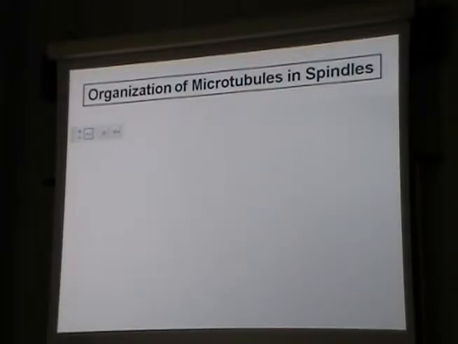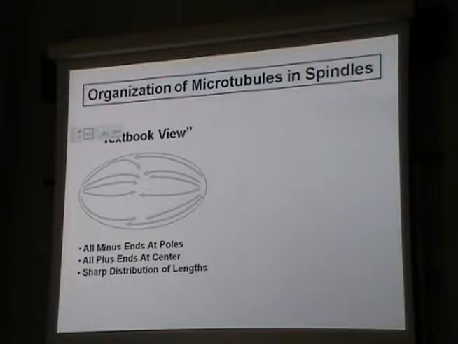Okay, so for people who have a little bit of knowledge of cell biology, or maybe high school biology, and they've seen the spindle, or actually just looking at the movie, you might be tempted to think that the spindle looks something like this. This is typically what a textbook shows you. The spindle is composed of microtubules, and the textbooks tell you that, of the two ends, we'll call one the minus end and one the plus end, which doesn't include electrical charge or anything, it's just a name. The cartoon implies that all the minus ends are at the poles, and all the plus ones are in the middle, and hence you have a sharp distribution of lengths of microtubules. Okay, but this isn't true. So don't believe what you see in the textbooks.